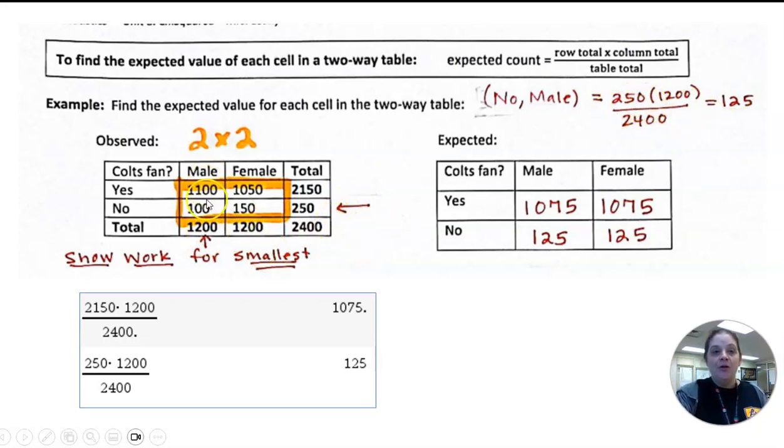So for example, no and male, that would be row total times column total divided by total and get 125. And since both of those column totals are the same, both of those would be 125s. Over here, I've done the math in my calculator for the top row as well, and you can see that that would be 1075 for both of these.